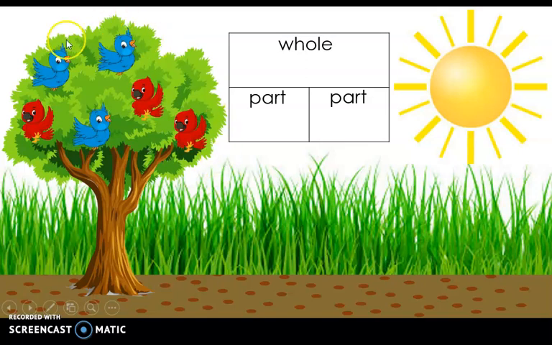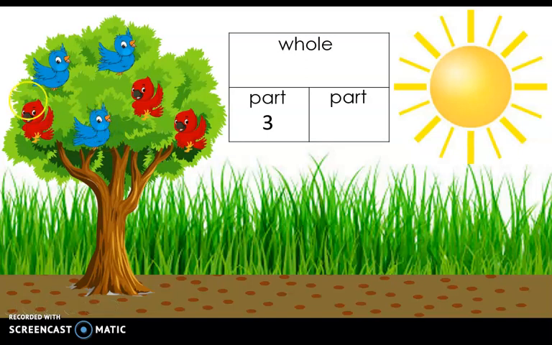This time we're looking at a tree that's near my garden. And the tree has lots of birds in it, doesn't it? My whole tree is filled with birds, but I see 2 different colors of birds. Do you see that? So let's count the blue birds first and see how many blue birds are there in my tree. Let's count together. Here we go. 1, 2, 3. So the first part of this equation would be 3. There are 3 bluebirds in my tree.